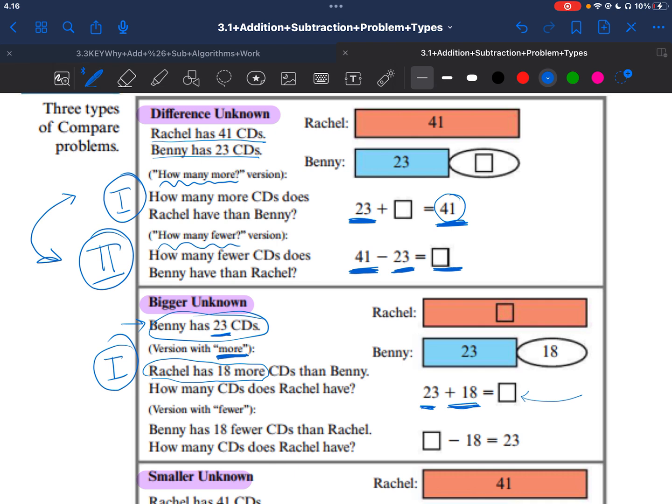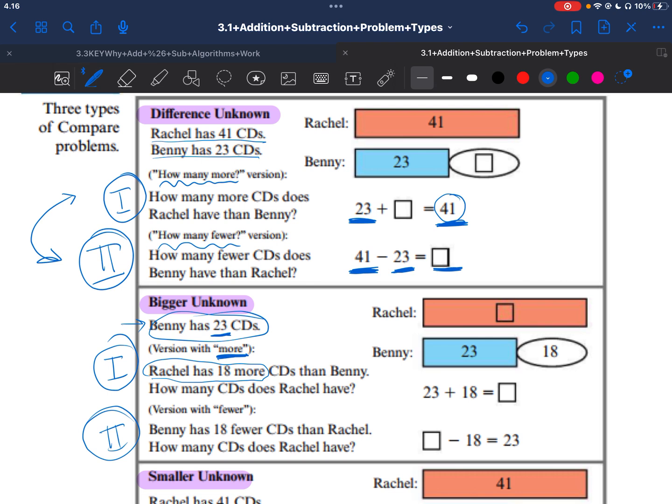So we know by this question that Rachel has more than Benny, right? And then version 2, again, Benny has 23 CDs, but they also say Benny has 18 fewer CDs than Rachel. How many CDs does Rachel have? So if Benny's is 23, and that's 18 fewer than Rachel's, we know that Rachel's CD collection is bigger again, right? But the way that you phrase it changes how we write the number sentence. But do y'all notice that we arrive at the same answer?